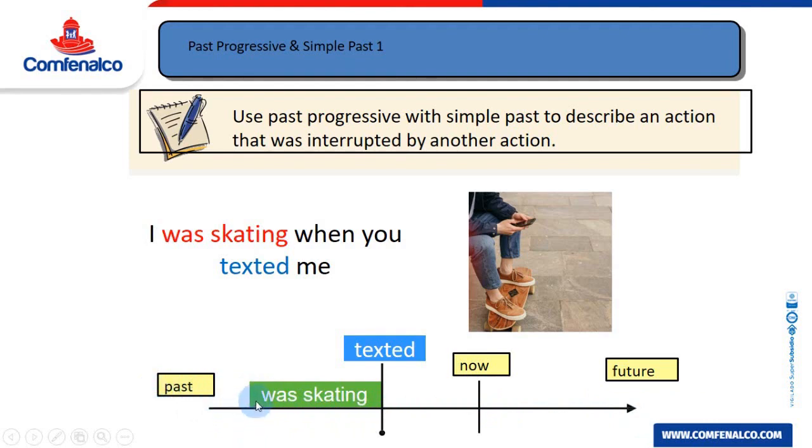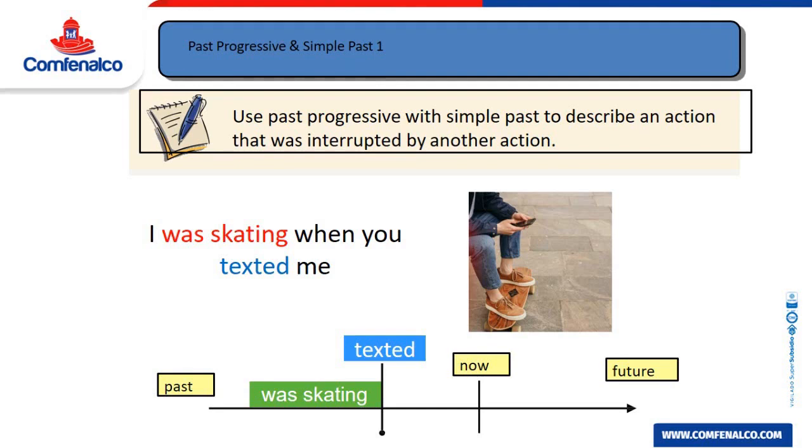And then, here you have an action that started in this point, that was skating and is in progress, va en progreso, okay. And there is another action that interrupts this one. Hay otra acción que interrumpe esta. ¿Cuál es la acción? Texted, okay, la que está aquí en azul, okay. De esta forma nosotros utilizamos el past progressive. En esta forma nosotros utilizamos el pasado progresivo, chicos. ¿Ok? Junto con el past simple en la misma oración.